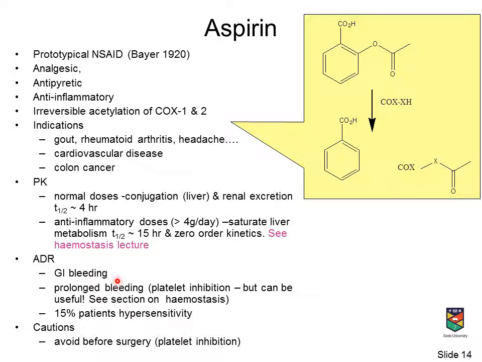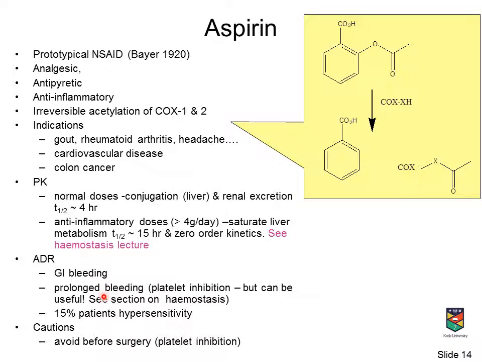Adverse effects, well, primarily GI bleeding. If you remember, we saw that COX-1 has a gastroprotective role. So if you inhibit COX-1, then you run the risk of causing GI bleeding, and that's then one of the adverse effects associated with aspirin.